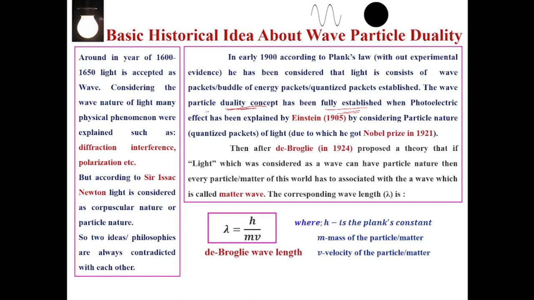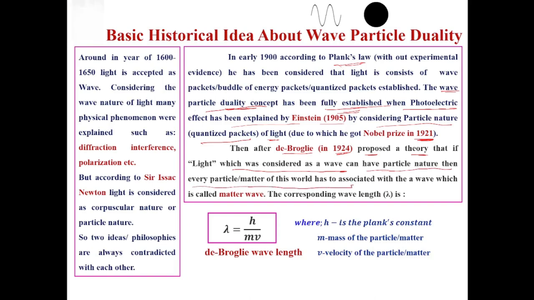That means wave particle duality was fully established when the photoelectric effect was explained by Einstein in 1905 by considering the particle nature, or quantized packets of light, using Planck's law, due to which he got the Nobel Prize in 1921. Then just after, in 1924, de Broglie proposed a theory that if light, which was considered as a wave, can have particle nature, then every particle or matter of this world has to be associated with a wave, which is called the matter wave.